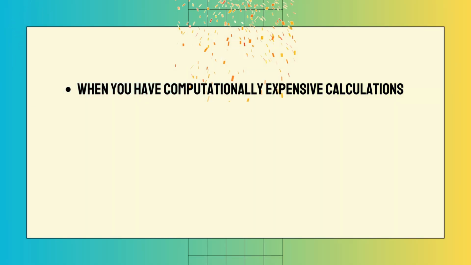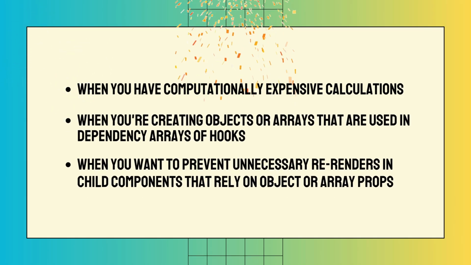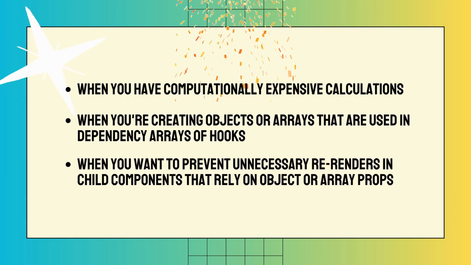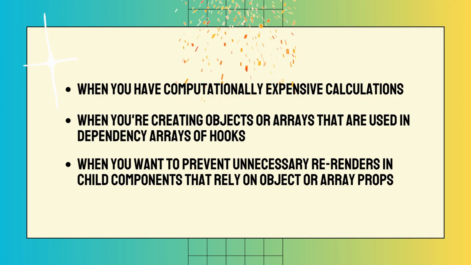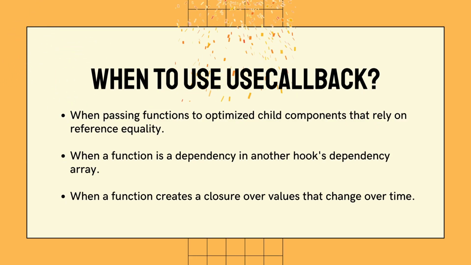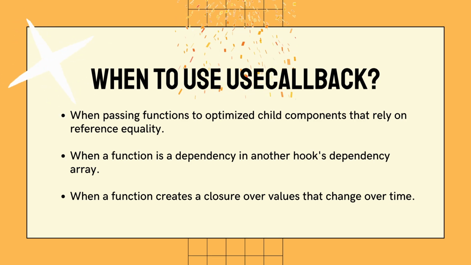Now, when to use useMemo? When you have computationally expensive calculations, when you're creating objects and arrays that are being used inside the dependency array of other hooks, and when you want to prevent unnecessary re-renders in child components that rely on object and array props. When to use the useCallback hook? When passing functions to optimized child components that rely on reference equality, when a function is a dependency in another hook's dependency array, and when a function creates a closure over values that change over time.